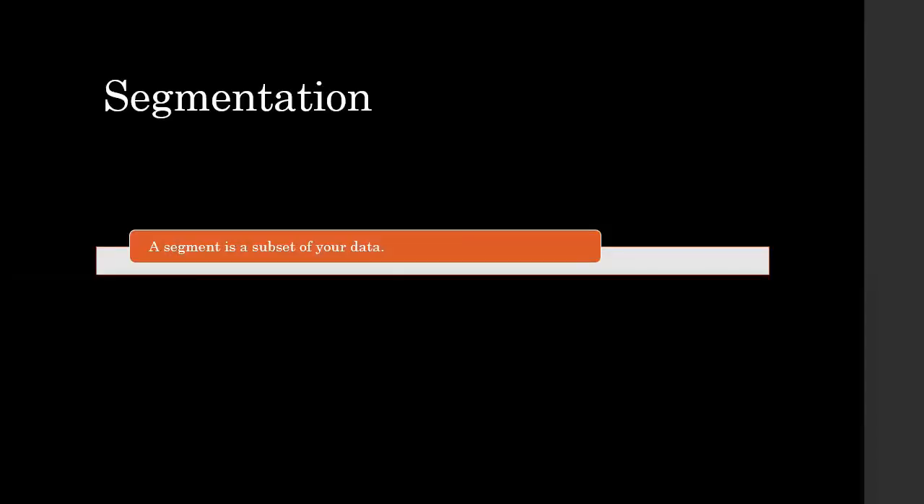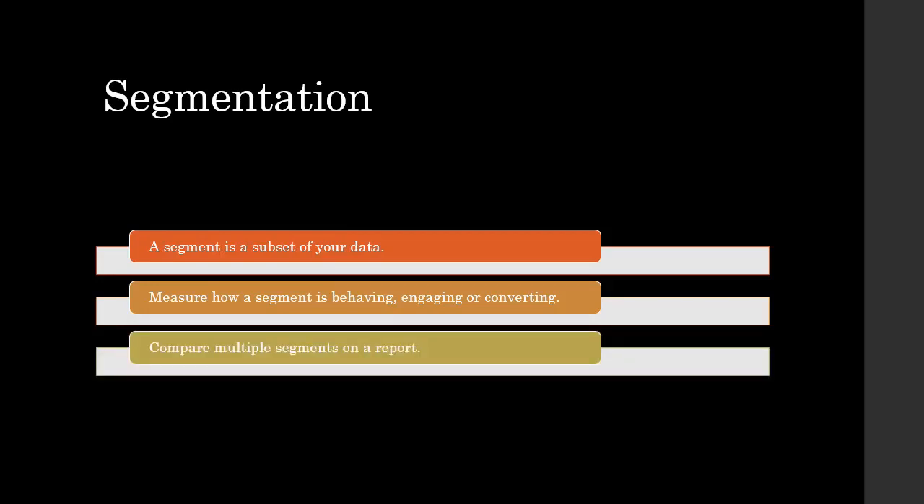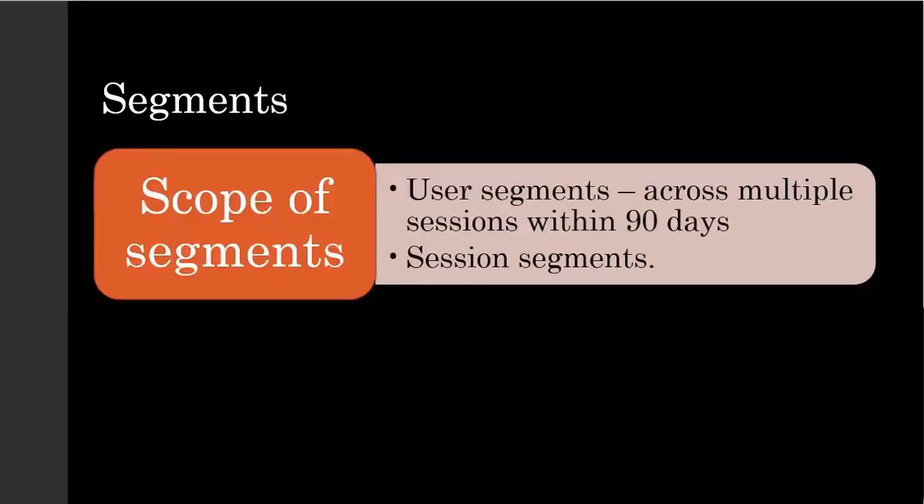A segment is a subset of your data. It allows you to measure how a particular subset is behaving, engaging, or converting. You can compare multiple segments on a report. The segments can be created on users or sessions. User segments track a user behavior across multiple sessions within a 90 days time frame. Session segments look at a user's behavior within that session.